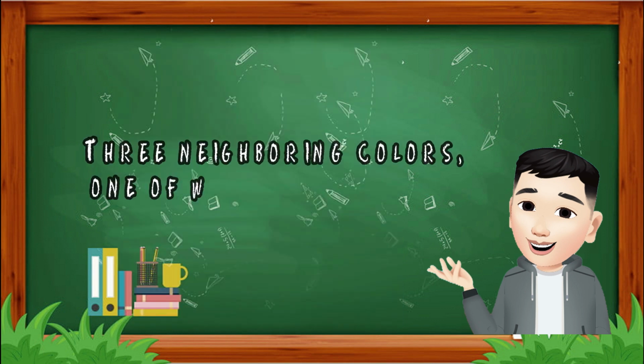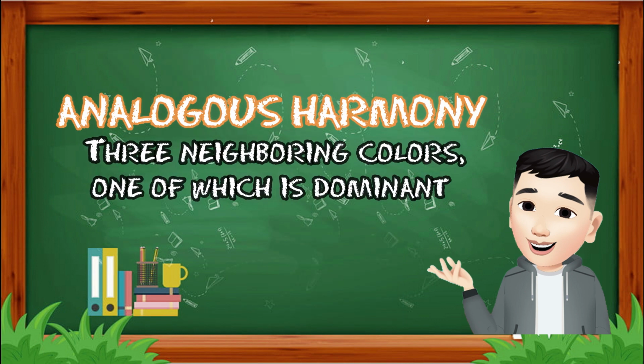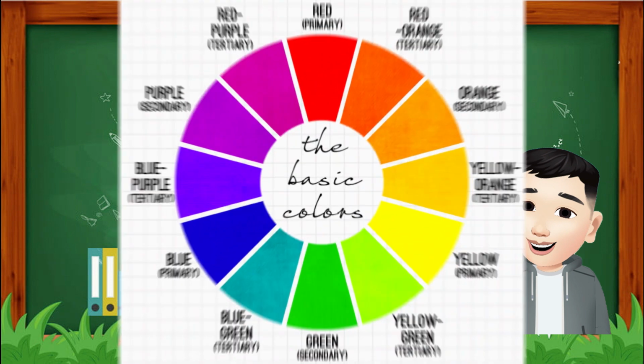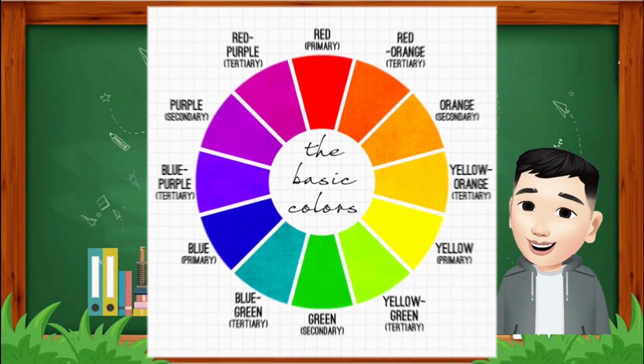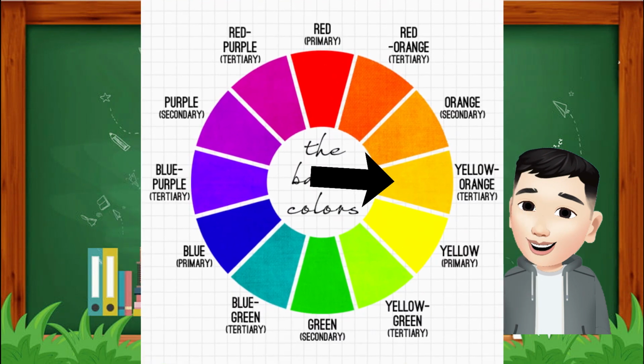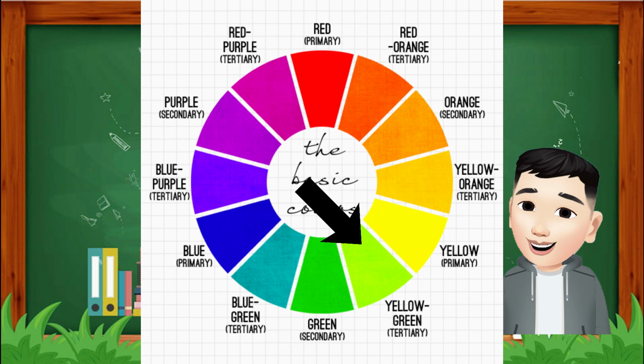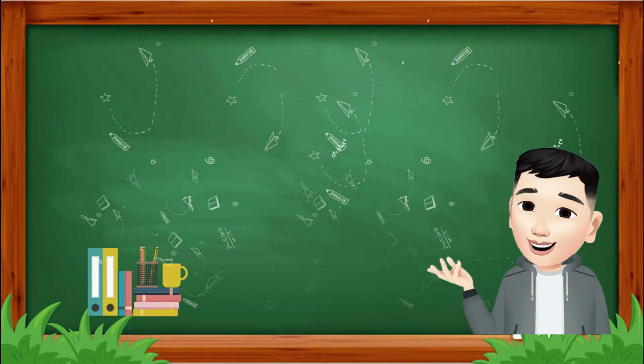Next is analogous harmony. These are three neighboring colors, one of which is dominant. For example, we have yellow-orange, yellow, and yellow-green. The dominant color is yellow.